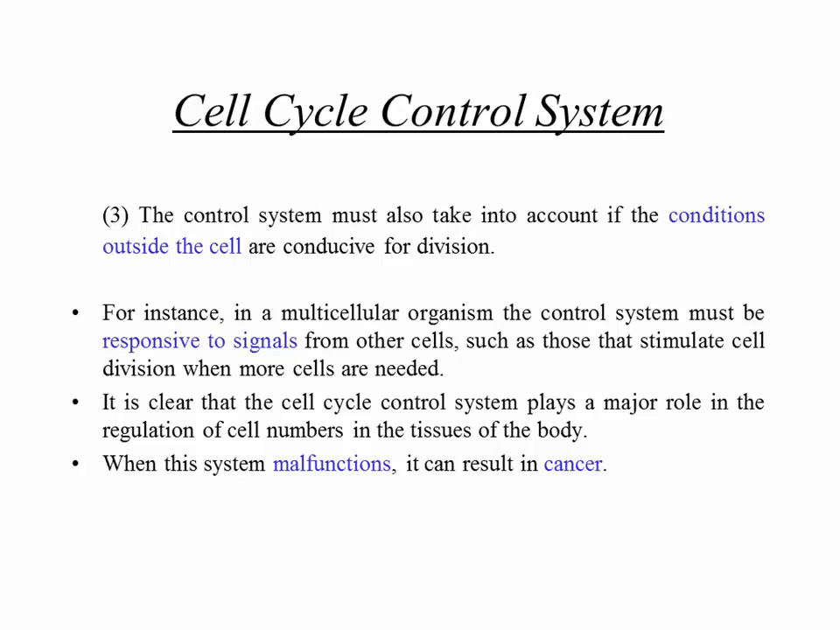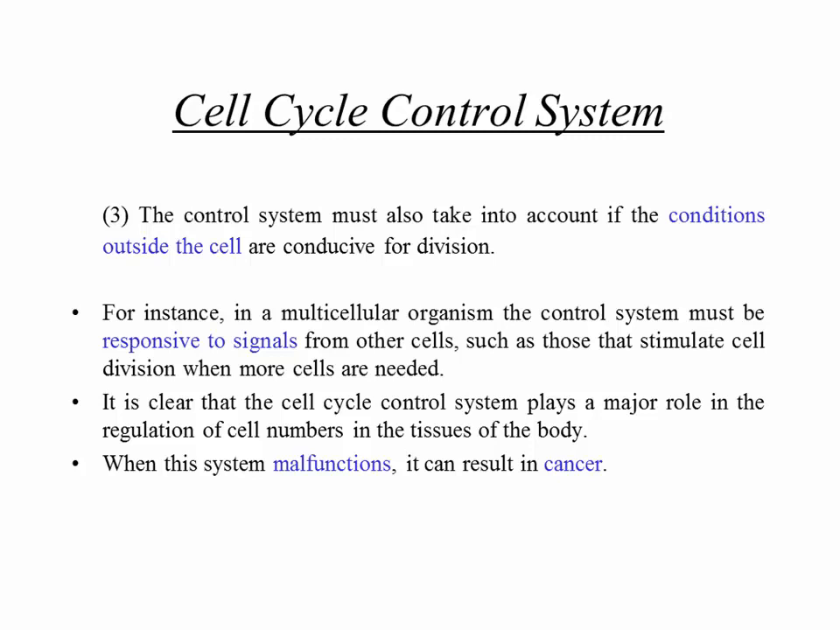So it is clear that the cell cycle control system plays a major role in the regulation of cell numbers in the tissues of the body. And when this system malfunctions, it can result in the disease that is called cancer. So cancer is an umbrella term for a host of diseases that can result when this control system is messed up.